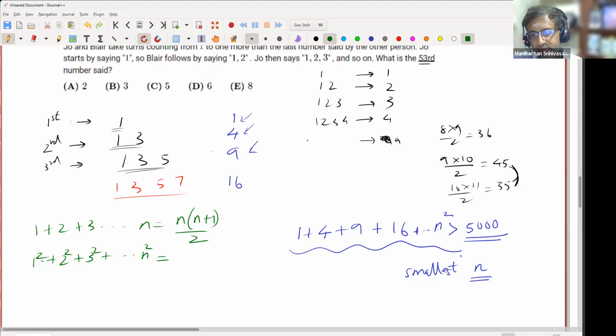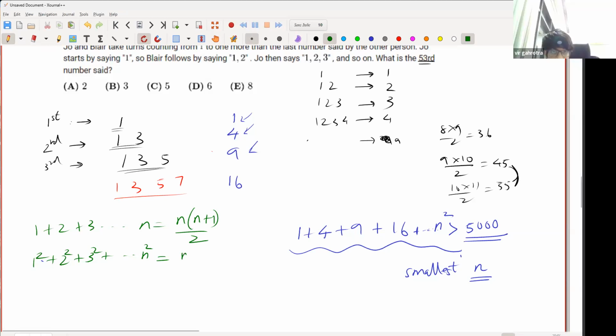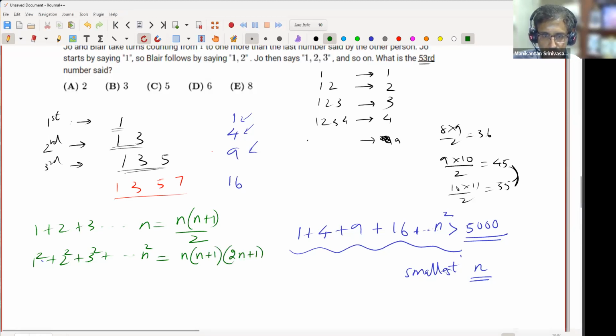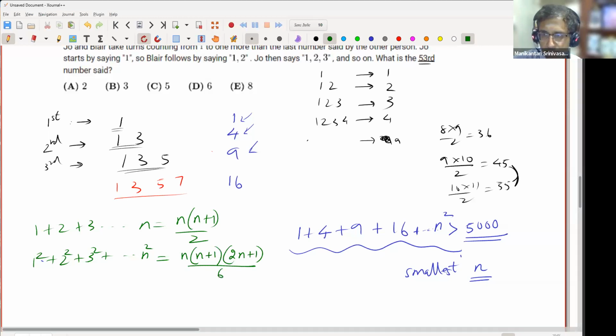Navya, would you know this? Okay, where is she? I don't know. Okay, Veer, would you know this? No, I don't know this formula. No, sir, I don't. Okay, all right. I'll tell you. So it's n into n plus 1 into 2n plus 1, whole upon 6. You should know this, guys. It's very, very fundamental.